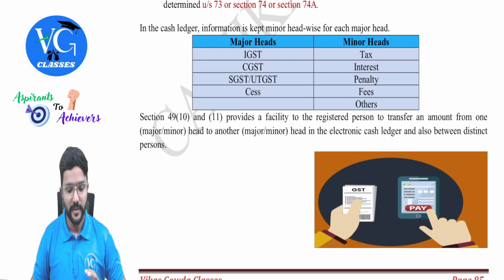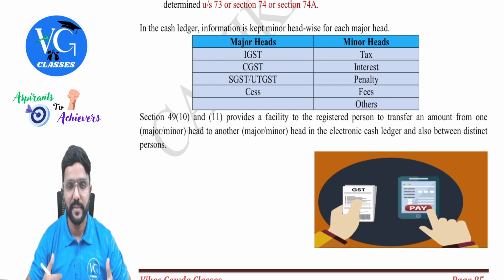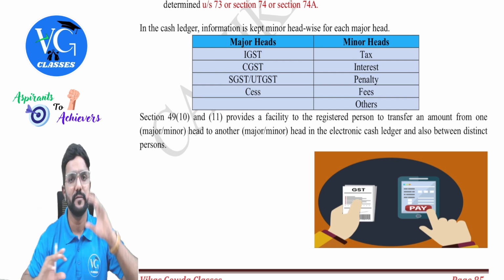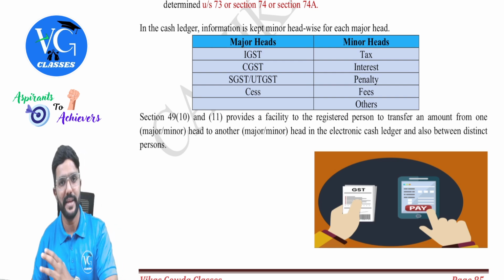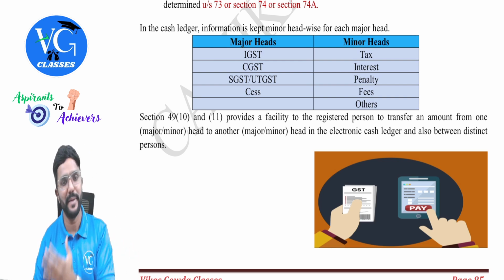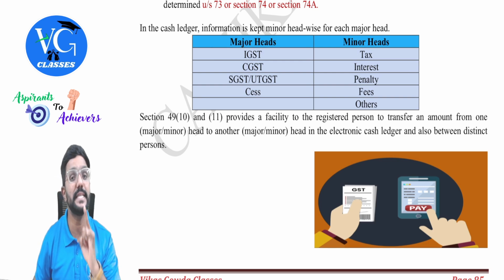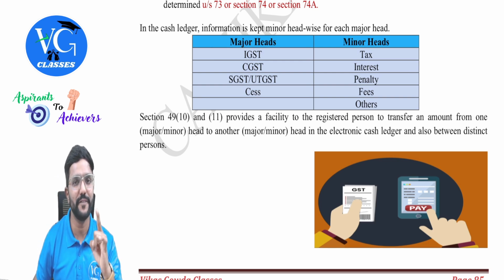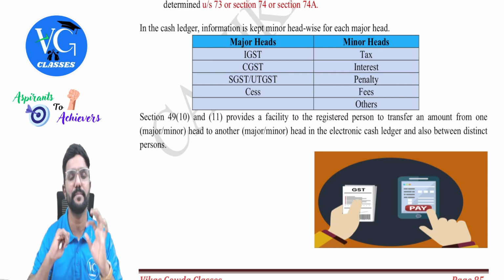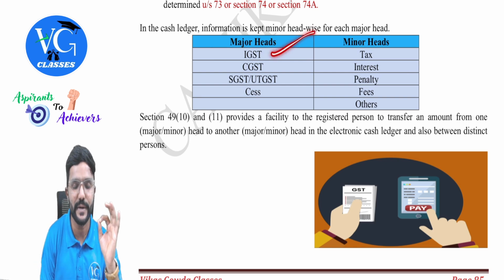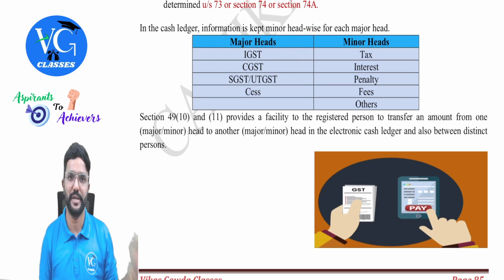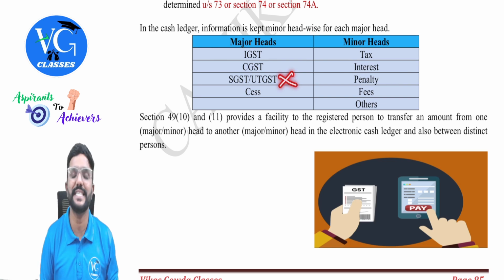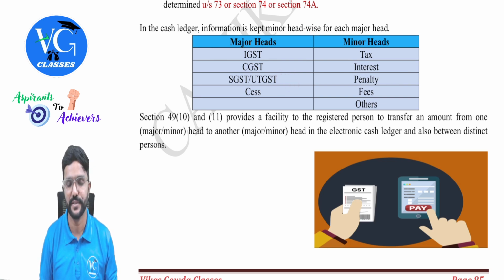Fine. So if it is within the same registration, you can transfer it from any minor head to another minor head or any major head to another major head. But if it is between distinct persons, please be careful. If it is between distinct persons, meaning where the registration is taken separately, only IGST or CGST can be transferred and not SGST or UTGST, guys.